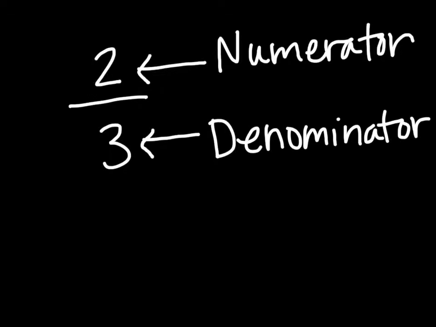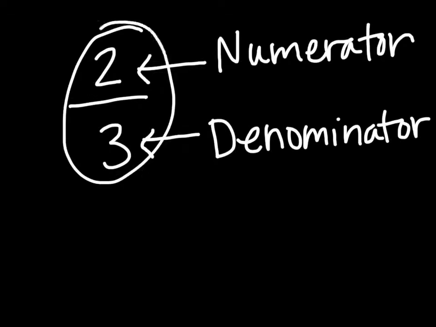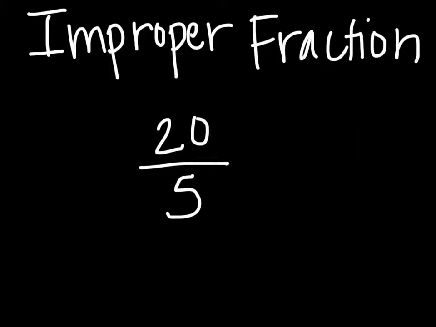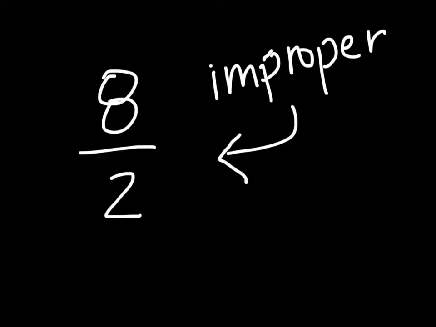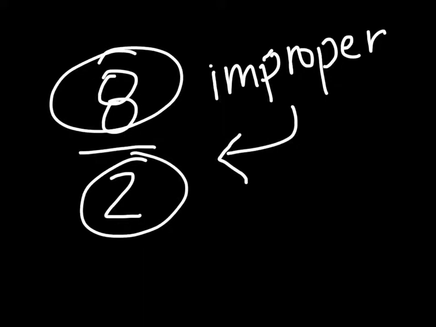Quickly, let's review. Looking at a fraction, the number on top is called the numerator, the number on the bottom is called the denominator. So with improper fractions, we see that the number on top, the numerator, is greater than the denominator. So that means that the fraction is equal to or greater than 1 whole. So again, we know that a fraction is improper if the numerator is greater than the denominator.